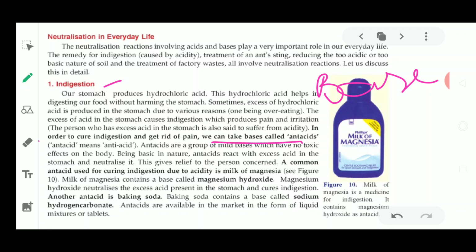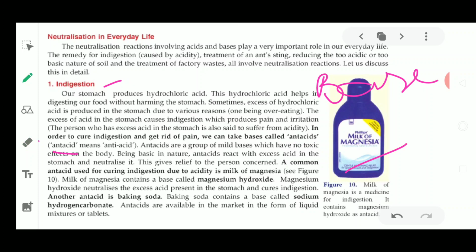Remember that the meaning of antacid is anti-acid. Anti-acid means it is the opposite of acid, meaning it is a base. Antacids are a group of mild bases which are used to treat indigestion. For example, milk of magnesia is given here, and you can see that Digene is there, Gelusil is there. All these are antacids which are being sold in the market.